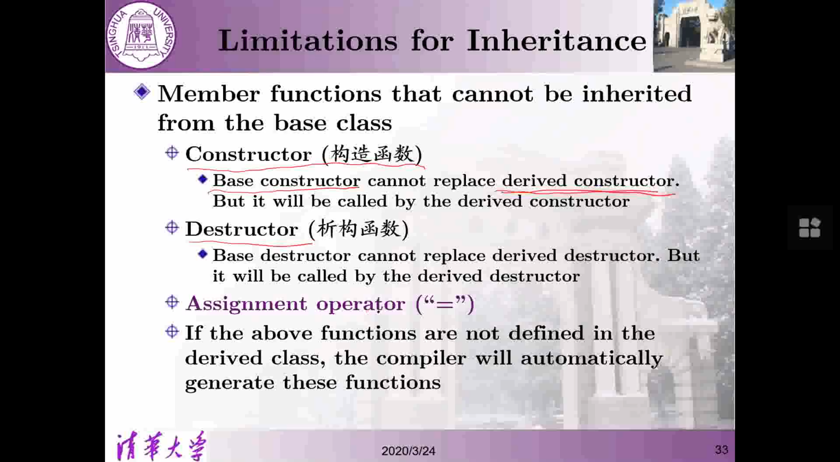The assignment operator is similar: we cannot directly inherit it. If we want to do some assignment between derived objects, we cannot depend on the assignment operator defined in the base class. So these are the special operators, constructor and destructor, that cannot be inherited directly. We have to define them by our own hand.